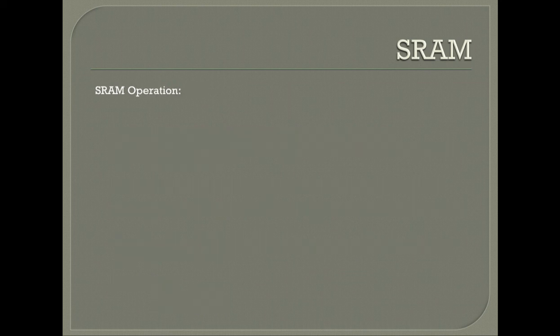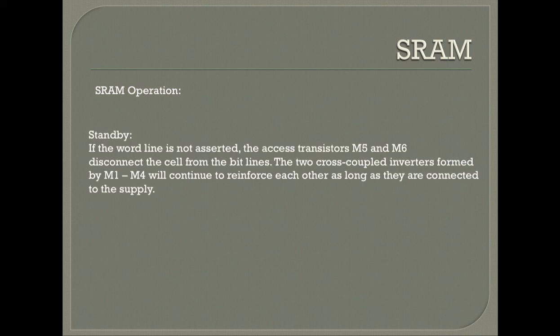SRAM operations. We have standby. If the word line is not asserted, the access transistors M5 and M6 disconnect the cell from the bit lines. The two cross-coupled inverters formed by M1 to M4 will continue to reinforce each other as long as they are connected to the supply.